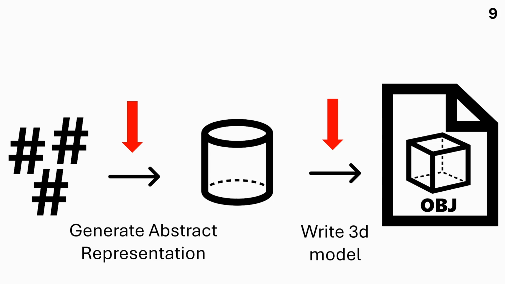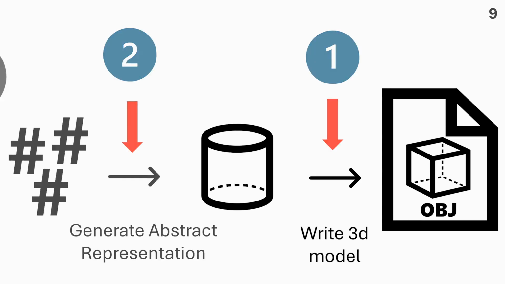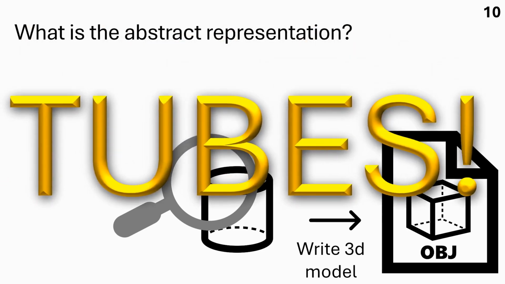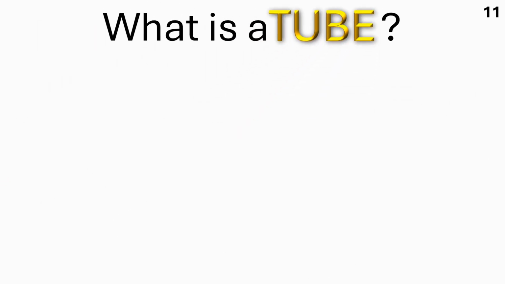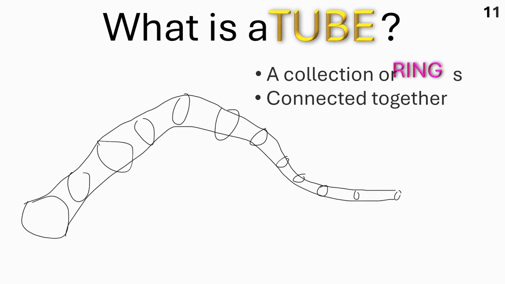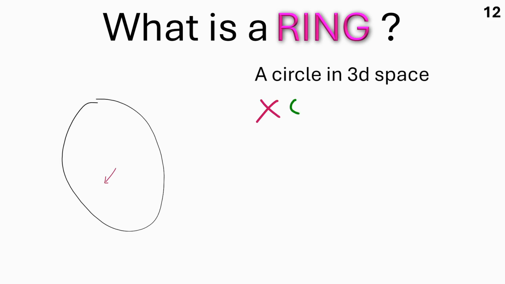These are two separate steps. I decided to work with the former first, because it's hard to tell if a branch looks correct if I can't view it. So what is the abstract representation? The answer I came up with I call tubes. What is a tube? A tube is a collection of rings connected together. What is a ring? A ring is a circle in 3D space with an XYZ position, radius, and a direction.